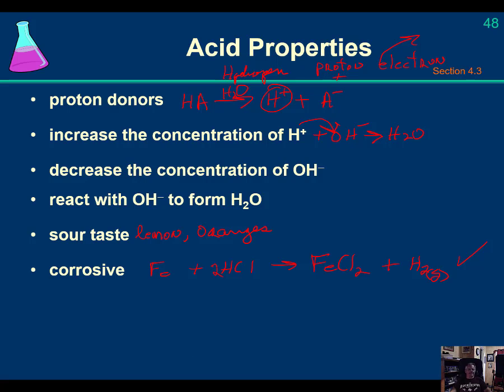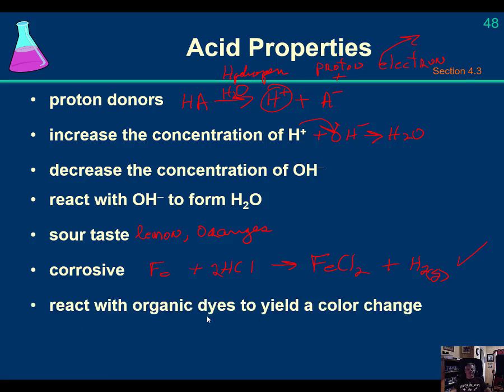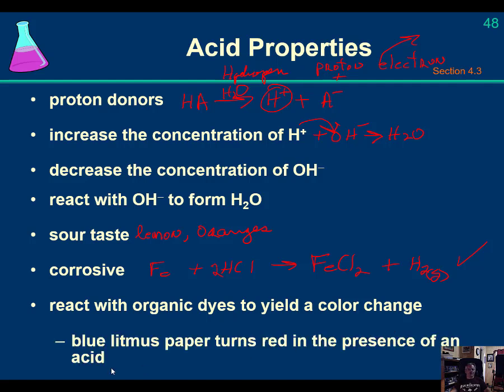Continuing with acids, they react with organic dyes to yield a color change. Blue litmus paper turns red in the presence of an acid. There's also universal litmus paper, which is tan in color. It will also turn red in the presence of an acid.